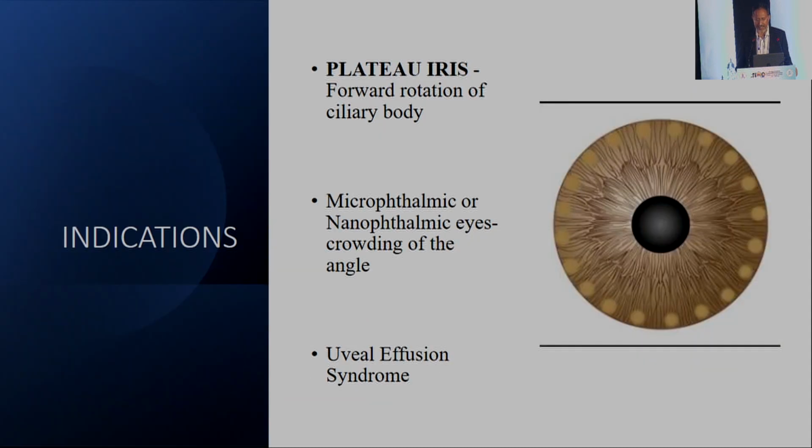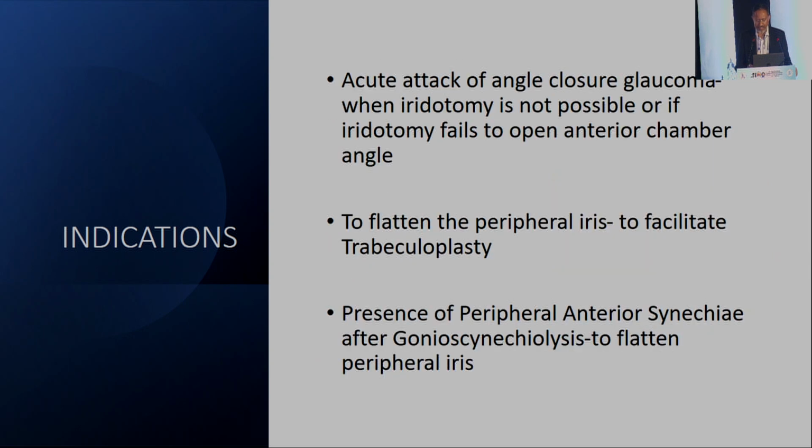So what are the indications? Plateau iris, which is forward rotation of the ciliary body; microphthalmic and nanophthalmic eyes with crowding of the angle; uveal effusion syndrome; acute attack of angle closure glaucoma where iridotomy is not possible or iridotomy failed to open the anterior chamber angle; to flatten the peripheral iris to facilitate trabeculoplasty; and the presence of peripheral anterior synechiae after goniosynechialysis, to flatten the peripheral iris.